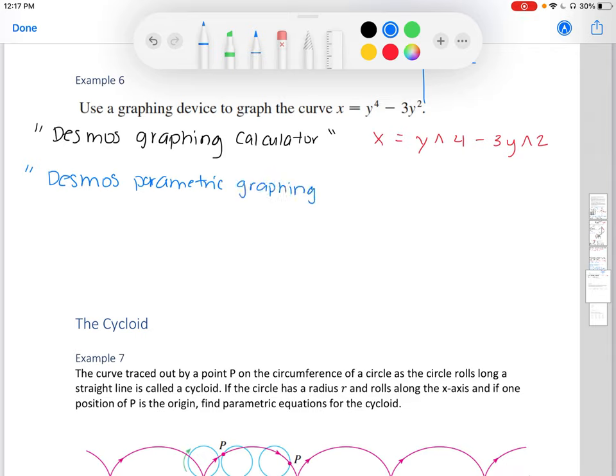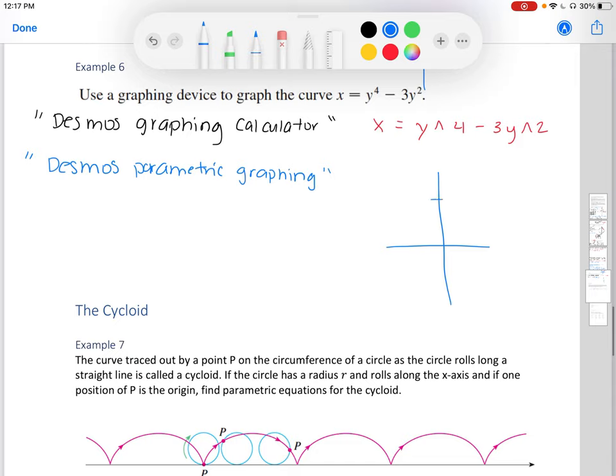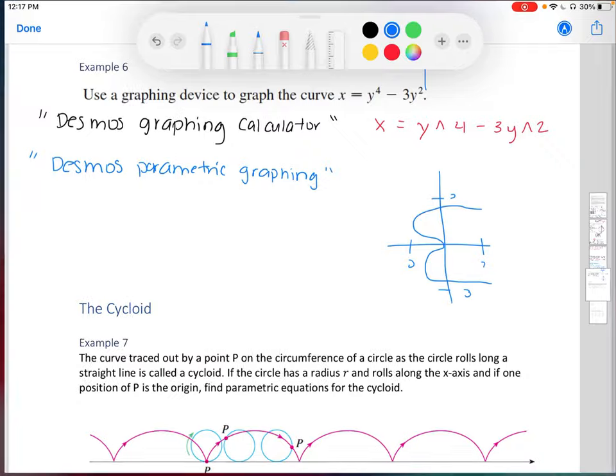Now, Desmos will be enough for all of your graphing needs. You can also do 3D graphing, which you will do in your next calculus course. So when you graph it, your picture will look something like this.